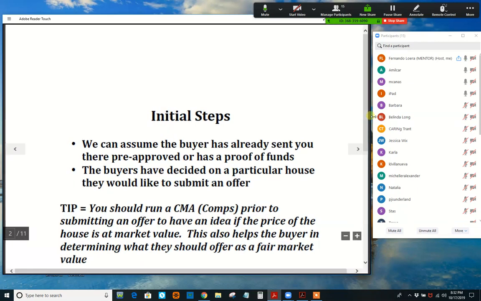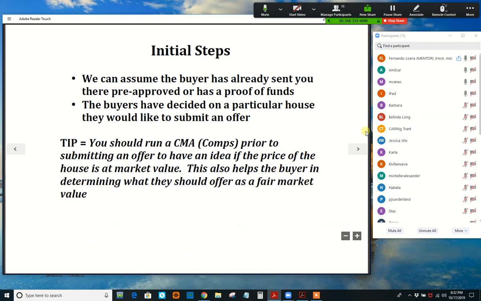So initial steps, we can assume that the buyer has already sent you their pre-approval or has the proof of funds, which could be a bank statement. Sometimes they also use Charles Schwab or any kind of stocks that they can sell and then be part of the proof of funds. But you do need that, and there are some buyers that are skeptical about sending you that kind of information. It's okay to tell them to erase the account number. They can black that out, but they have to leave the full name and address on the proof of funds.